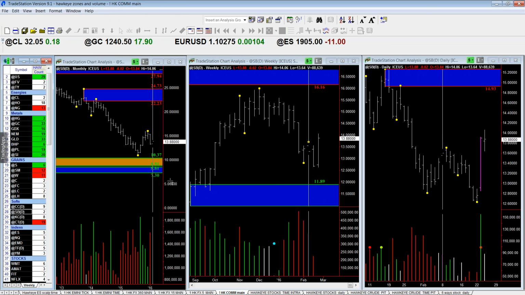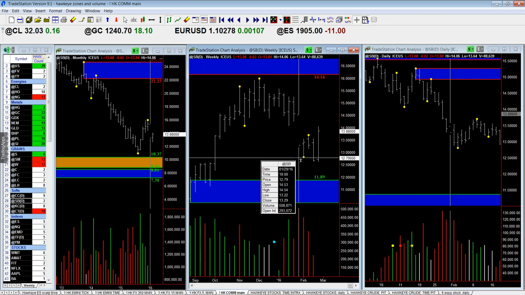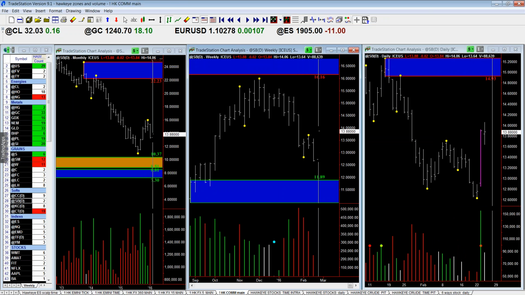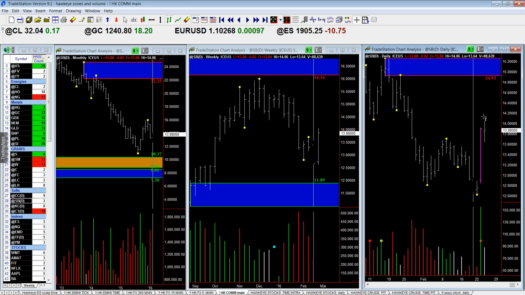I like looking at sugar. You can see what that's doing. We had this down move here. There's the pivot there, holding it, pushing it back up. There's the volume that came through. We know that this day's going to be a down day. It tried to push itself up. It won't do it.